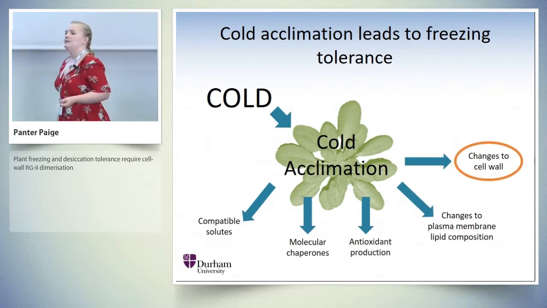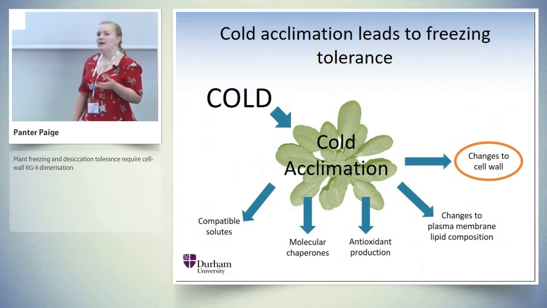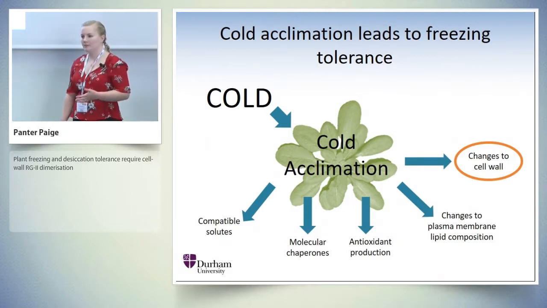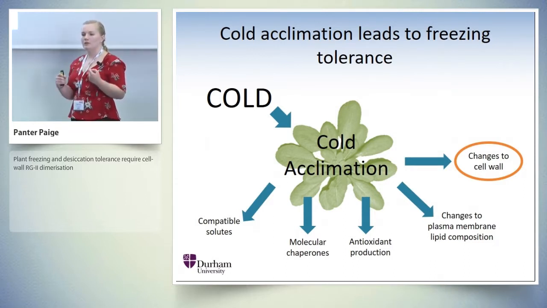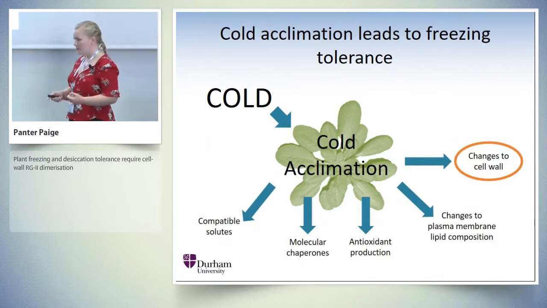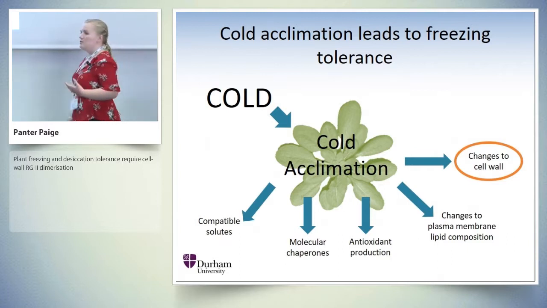And it's actually this last point that I'm going to focus on for my talk, because although there is some evidence that modifications happen to the cell wall during cold acclimation, there's no clear knowledge of how that can mechanistically help the plant to survive freezing stress. So it's the aim of my project to look into that and see how the plant mechanical structure, the structure of the cell wall, can help facilitate freezing tolerance.